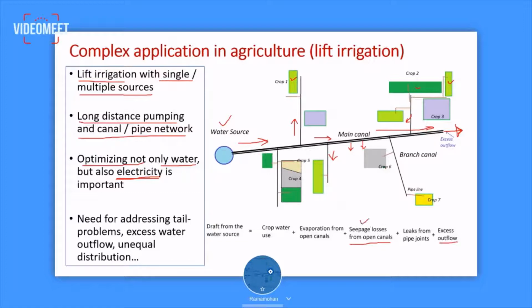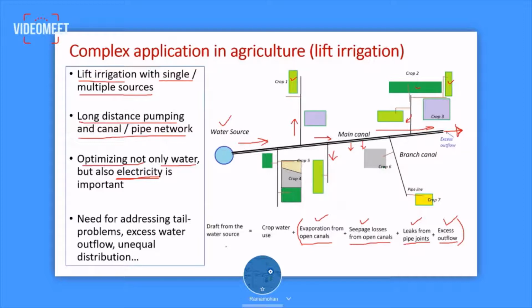So these two are loss components for us. And then there is also a possibility of these canals having a certain amount of evaporation losses when the water is stored or flowing in them. There could also be some leakages from the pipe joints, and this is also one loss that we can quantify and then take into account.